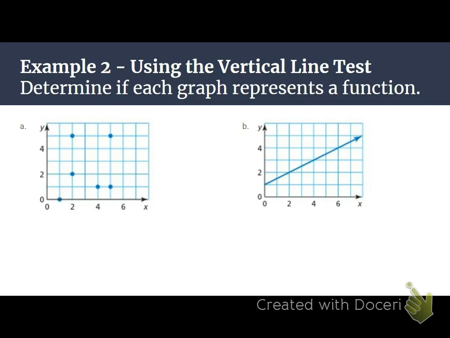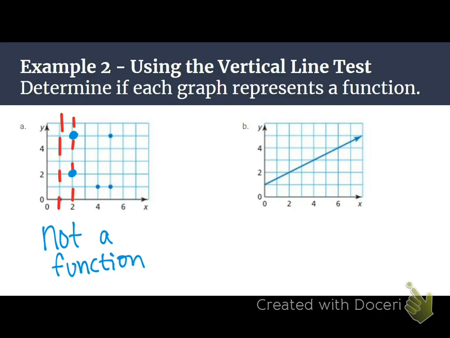Well, let's just talk about A for now. So if I start putting vertical lines through here, let's just see. That only goes through 1 point. But when I go over here, how many points did it go through on this one? 2 points. It went through here and here. And if we go through 2 points, then it is not a function. Not a function.